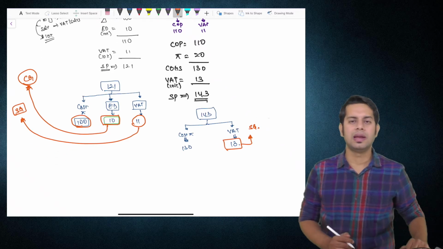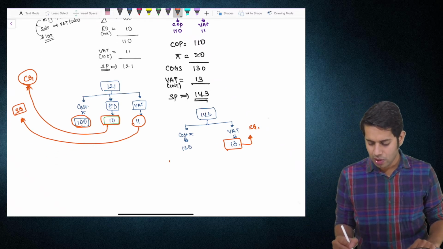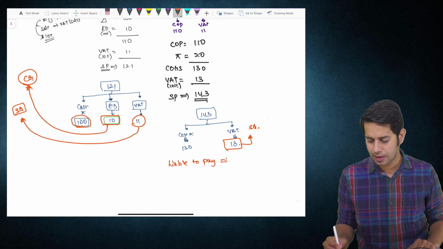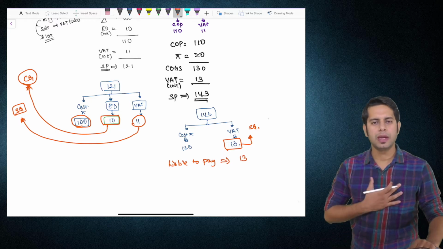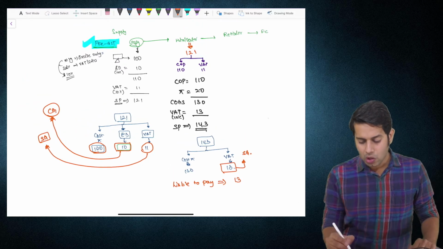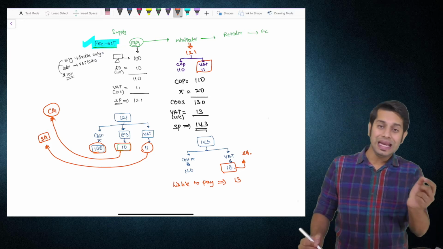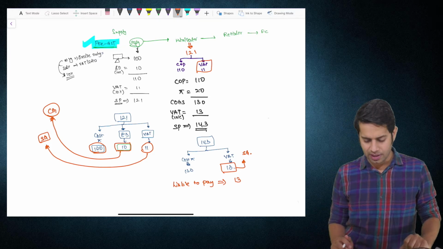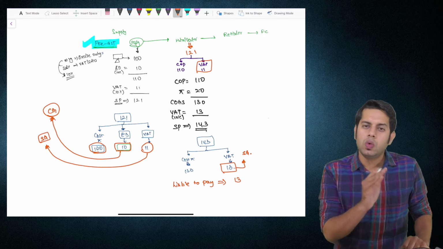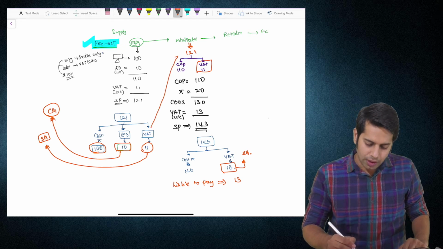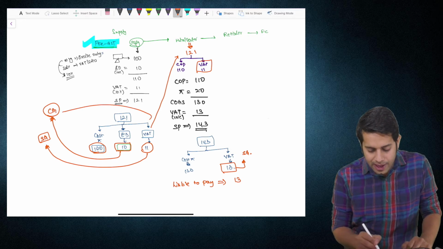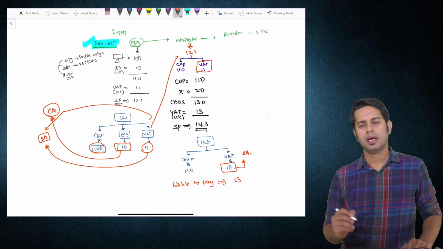Now, what the government is telling over here is, see, Mr. Wholesaler, you are liable to pay me rupees 13. The tax which you are liable to pay is rupees 13. But do you remember you have already paid rupees 11 to me indirectly? How did you pay rupees 11 to me? The manufacturer, when he sold goods to you, you paid something called VAT to him. The manufacturer collected this VAT on behalf of you and he paid it to the state government.